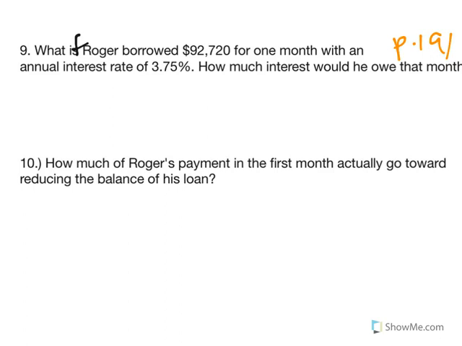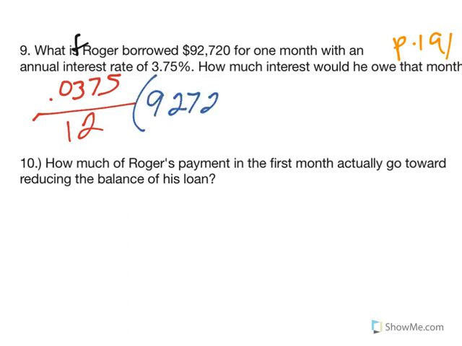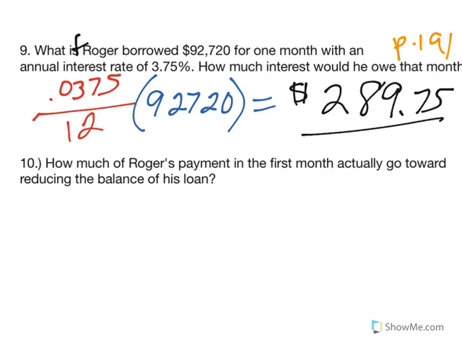So now we want to think about our credit card concept. We found our finance charge per month for credit cards. Well, for interest on a mortgage, it's kind of the same thing. We know the annual interest rate is 0.0375, but we're talking about 1 month. So I have to divide that by 12 to get a monthly interest rate. And if I multiply that by my balance, my $92,720, I will get my interest for month 1, which is $289.75. So that's just the interest for month number 1.